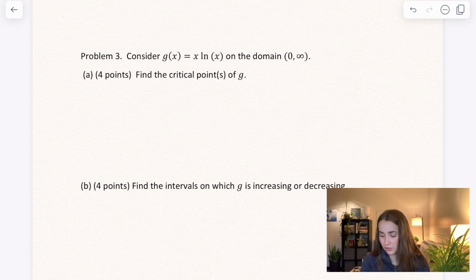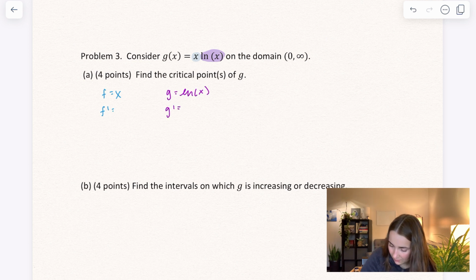Problem 3, we have the function x times the natural log of x. We want to go ahead and find the critical point. So we're going to do the same process, but in this case, we're going to have to set up a product rule. So we have our first term is x, and then our second term is natural log of x. So I'm going to go ahead and set that up.